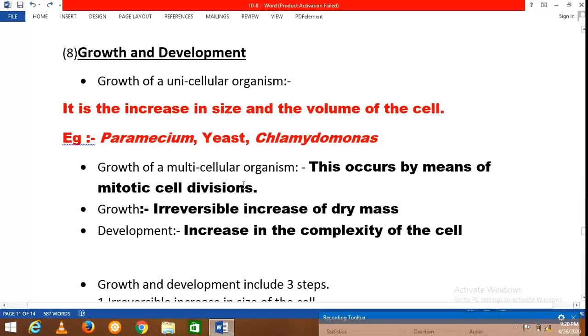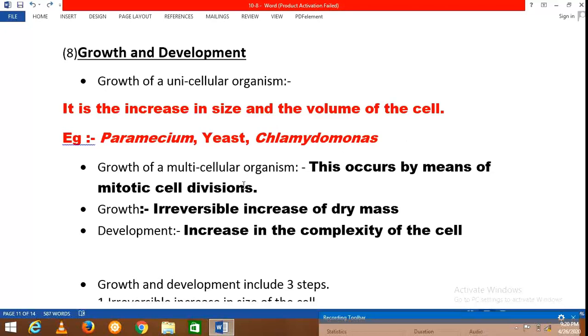If you can remember, at the very beginning I mentioned the example of the development of the human embryo.